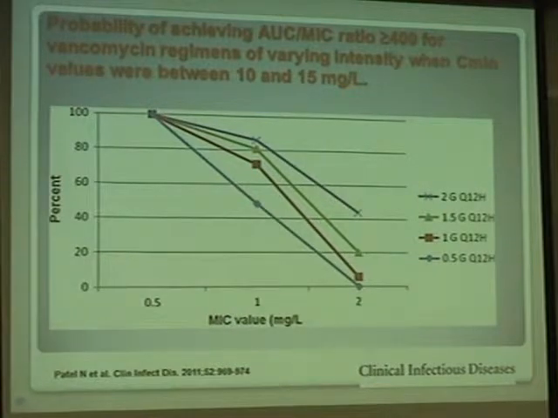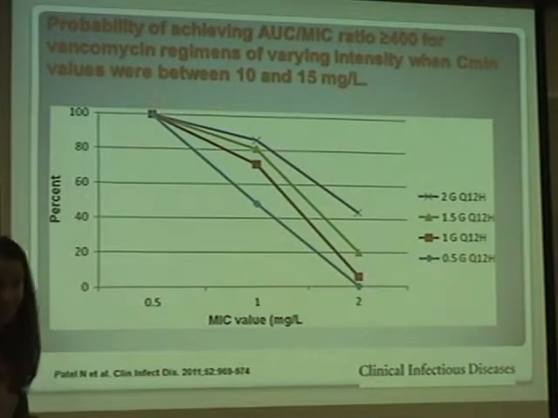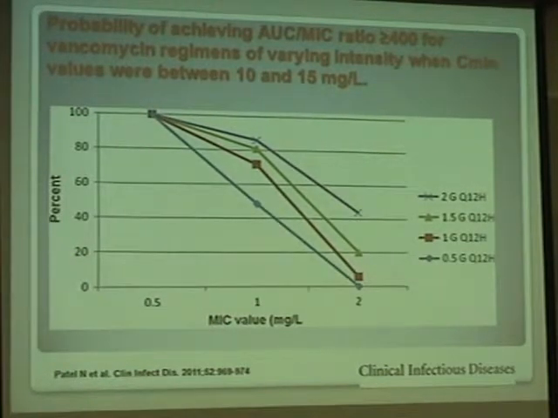So what they found, one thing was that trough levels, while a surrogate marker, maybe aren't the best marker for vancomycin, but it's kind of what we have. And also that at the lower dosing regimens, they're not getting there. So they definitely needed to dose patients higher. The problem is, as you dose vancomycin higher, you run into more risk of nephrotoxicity.